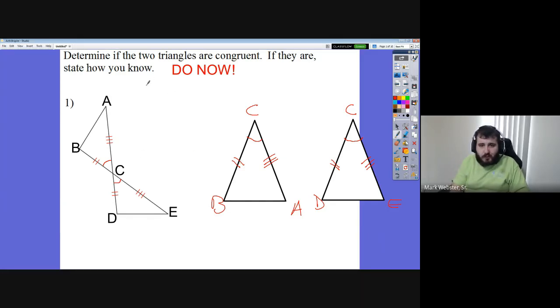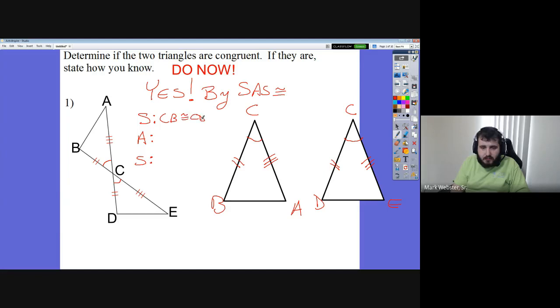So what's the answer? Determine if the two triangles are congruent. Yes. Why? By side, angle, side congruence. We've got side, angle, side, and then the same thing over here. And then state how you know. Well, let's put everything down. Side, angle, side. The first pair of sides is CB and CD. The angle pair, we've got angle C is congruent to angle C.